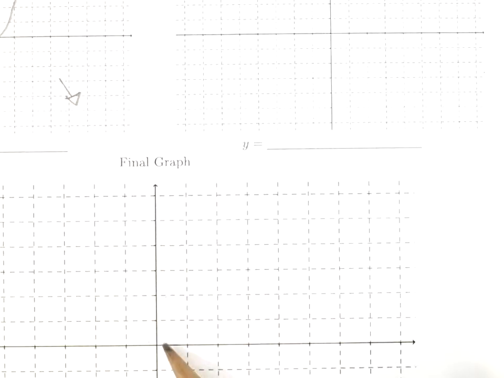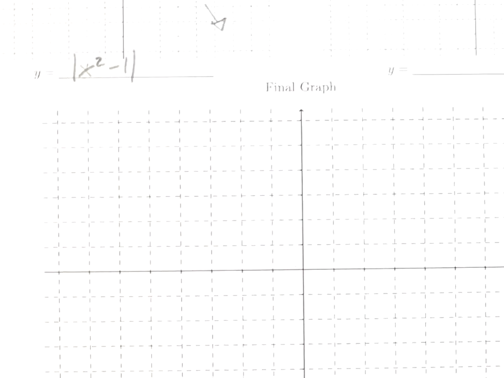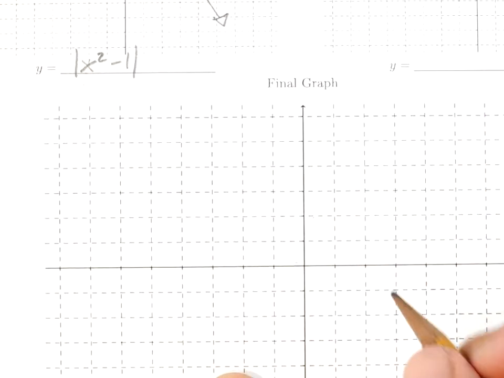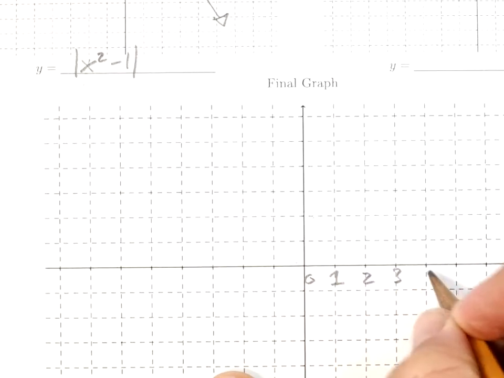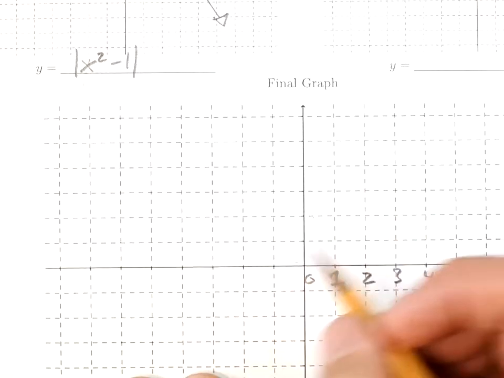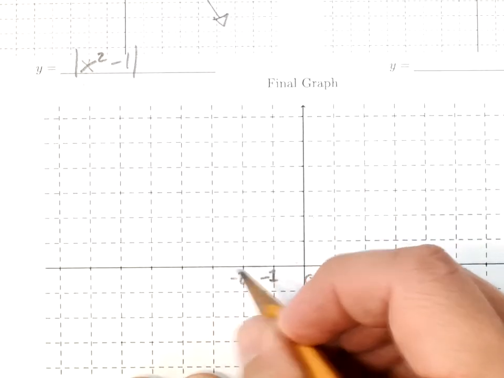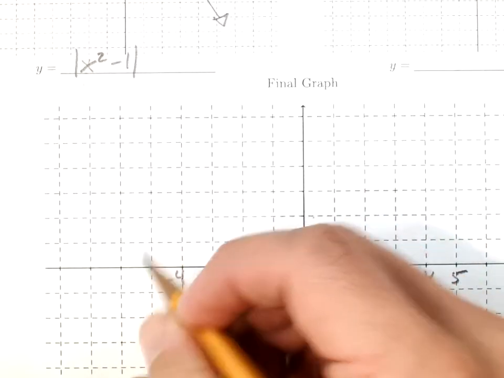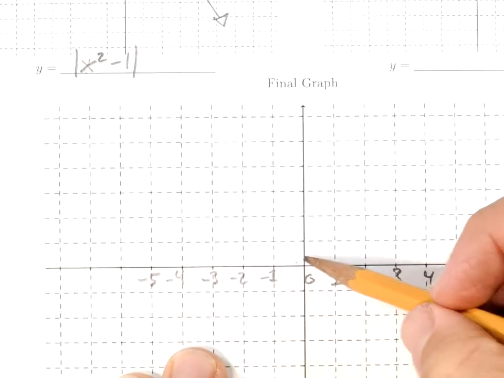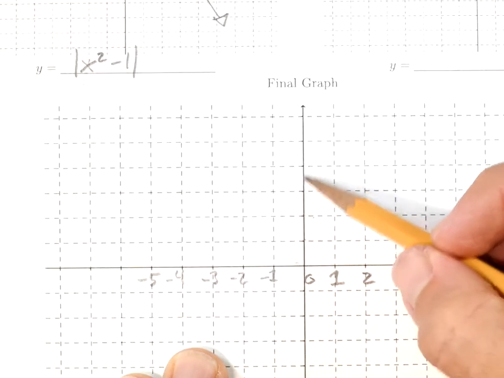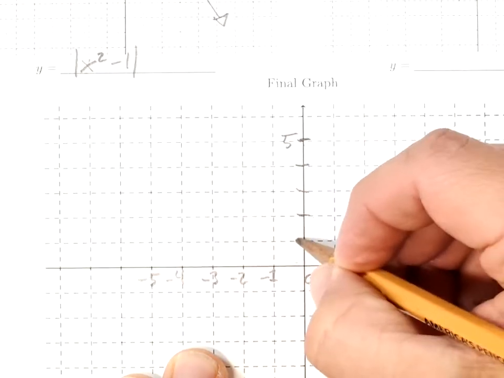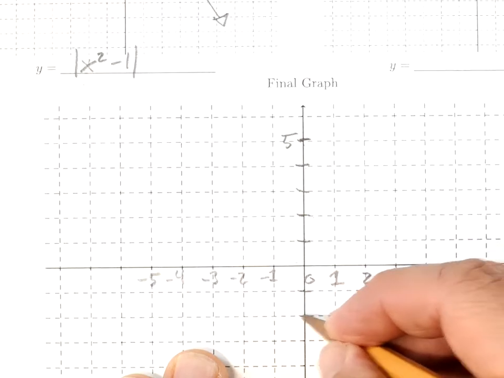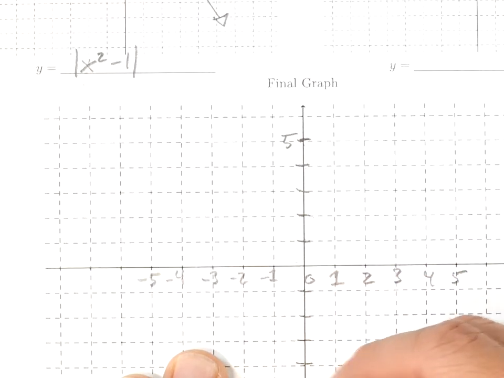I also want to make sure I have my axes labeled on my final graph. So 0, 1, 2, 3, 4, 5, negative 1, negative 2, negative 3, negative 4, negative 5. And I'll be a little lazy going this way. I'll just go up by 5. So 1, 2, 3, 4, 5. I'll just label this. That gives me some kind of measure on my graph. Negative 1, negative 2, negative 3, negative 4, negative 5 off the screen, but it's there. We don't actually need it for this graph.